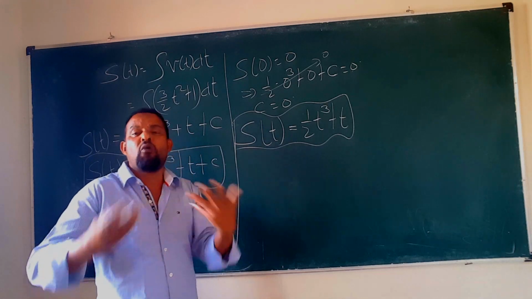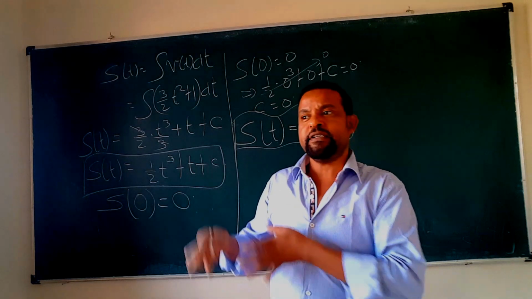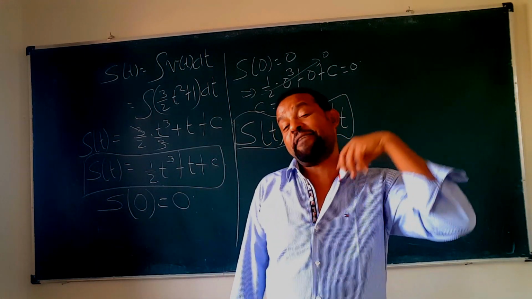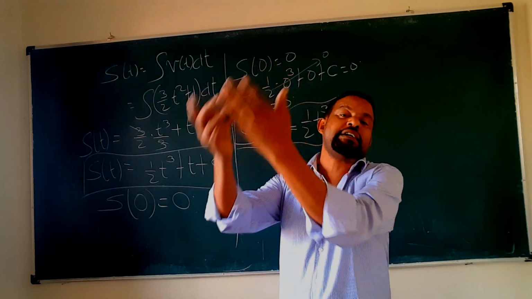Which one of the following is correct? A. The velocity function is this. B. The displacement function is this. C. The displacement after 10 seconds is this. D. The velocity after 20 seconds is blue.